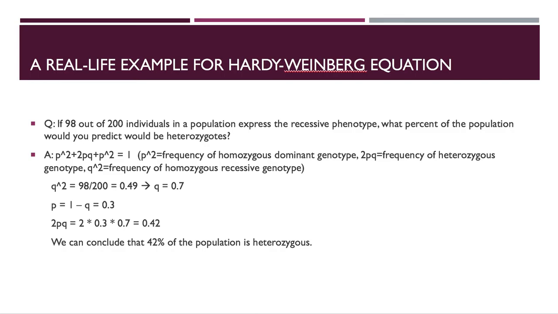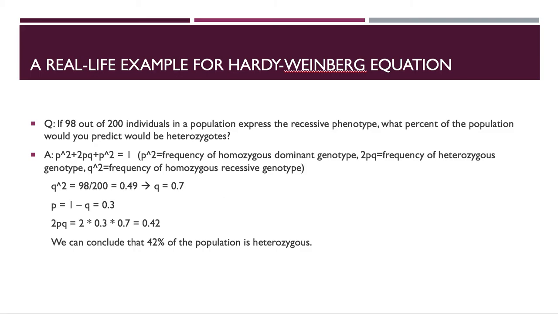In this equation, p squared refers to the frequency of homozygous dominant genotype, 2pq refers to the frequency of heterozygous genotype, and q squared refers to the frequency of homozygous recessive genotype.